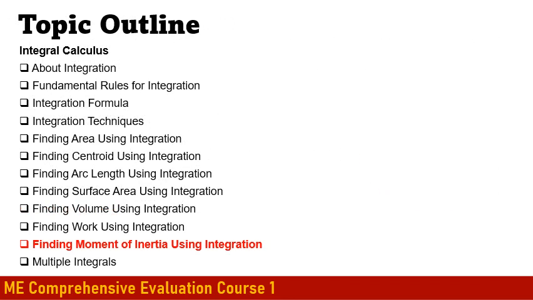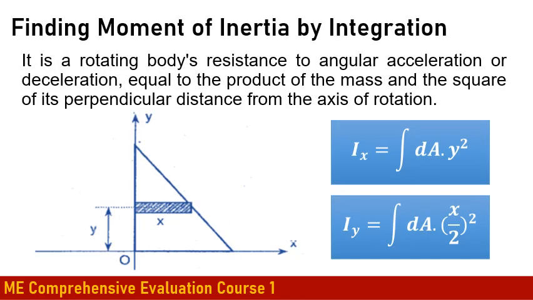Finding the moment of inertia using integration. It is a rotating body's resistance to angular acceleration or deceleration equal to the product of the mass and the square of its perpendicular distance from the axis of rotation. So for example, for this figure, the moment of inertia with respect to the x-axis is the integral of dA multiplied by y squared. For the moment of inertia with respect to the y-axis, you can see that the centroid is half. That's why we have here x over 2 squared.